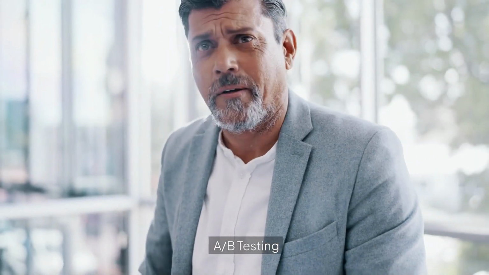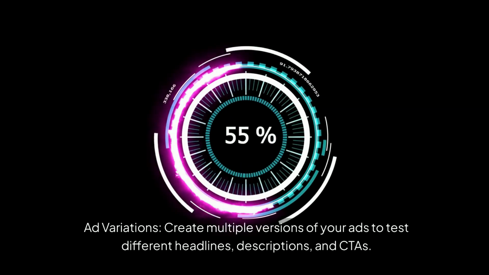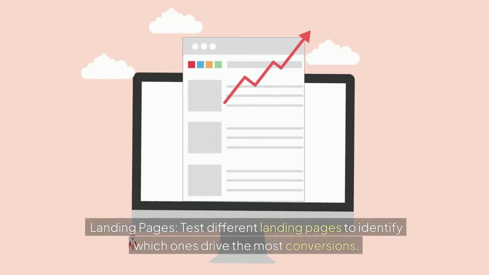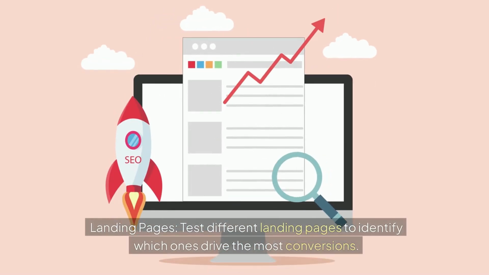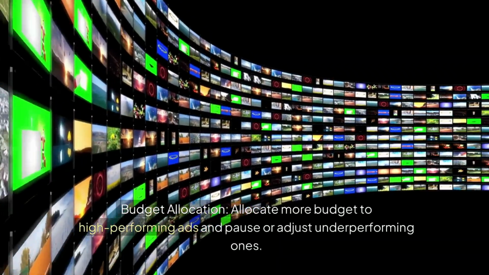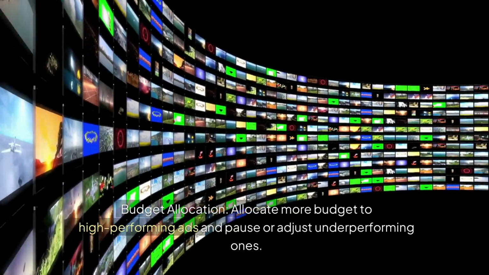A/B testing. Ad variations. Create multiple versions of your ads to test different headlines, descriptions, and CTAs. Landing pages. Test different landing pages to identify which ones drive the most conversions. Budget allocation. Allocate more budget to high-performing ads and pause or adjust underperforming ones.